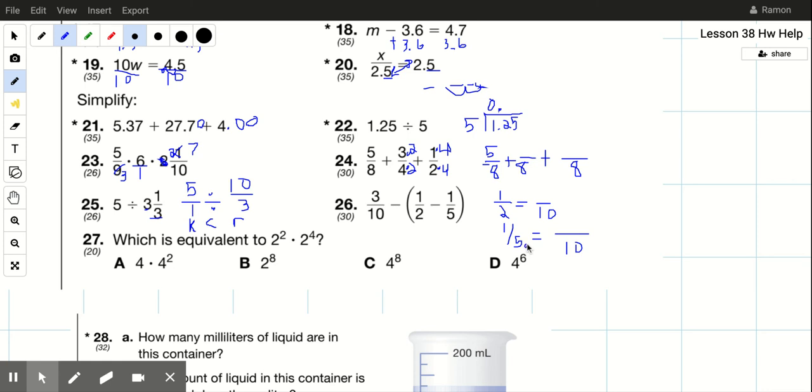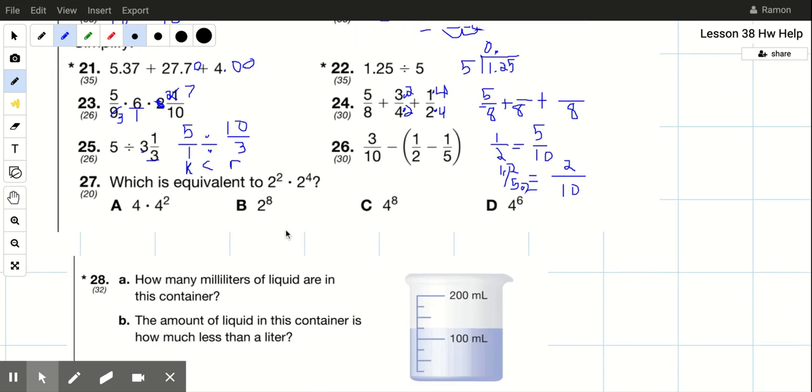You will multiply both by the factor that you will need. And then for 1/2, well, half of 10 is just 5. So that's how I know that. So then all you need to do is 5/10 minus 2/10, and then 3/10 minus that difference. And simplify if you can.